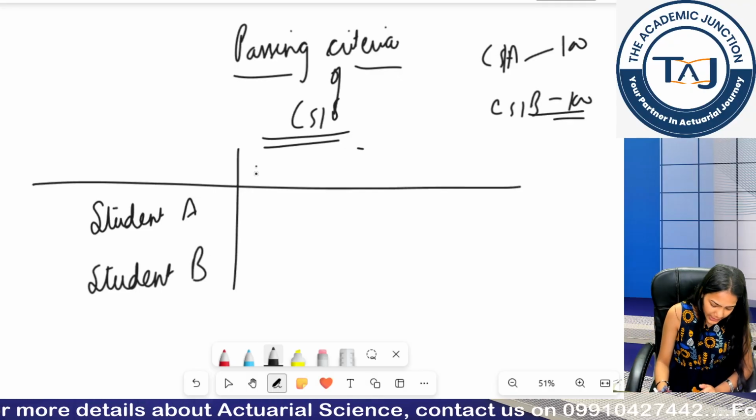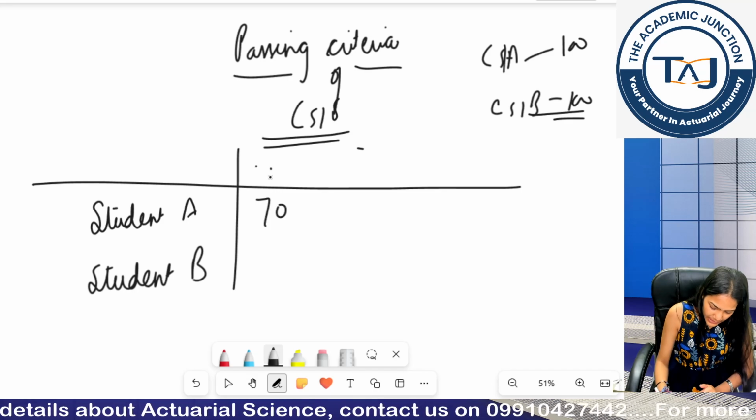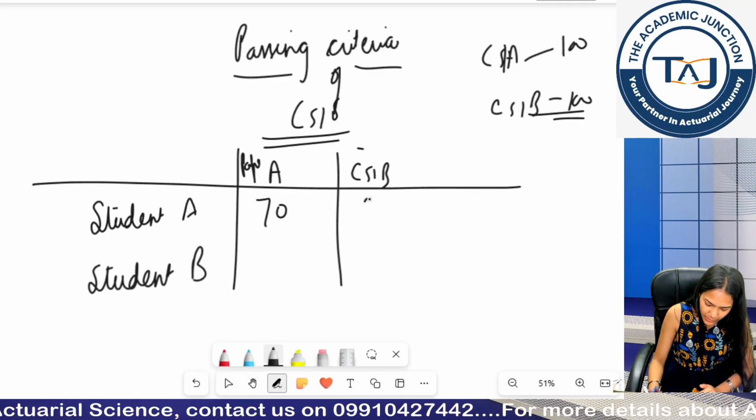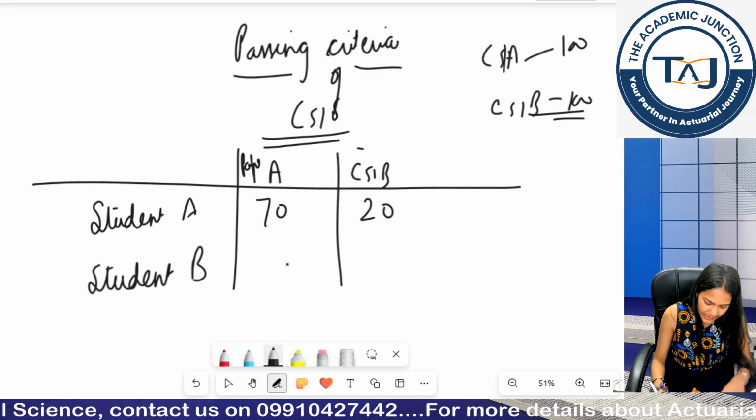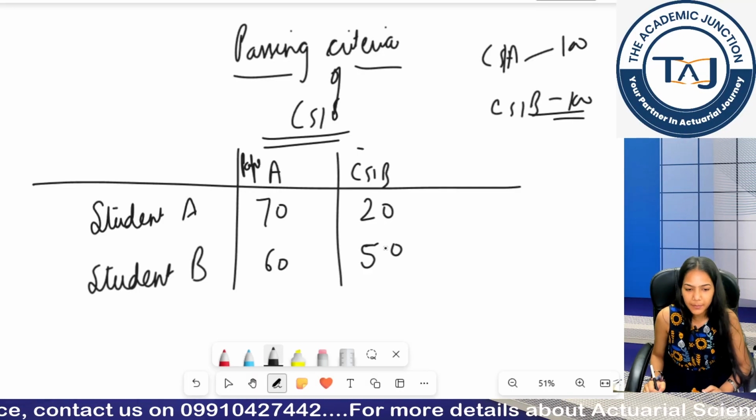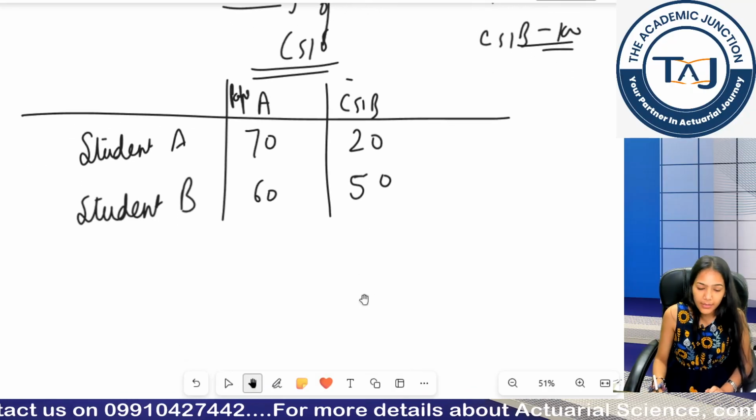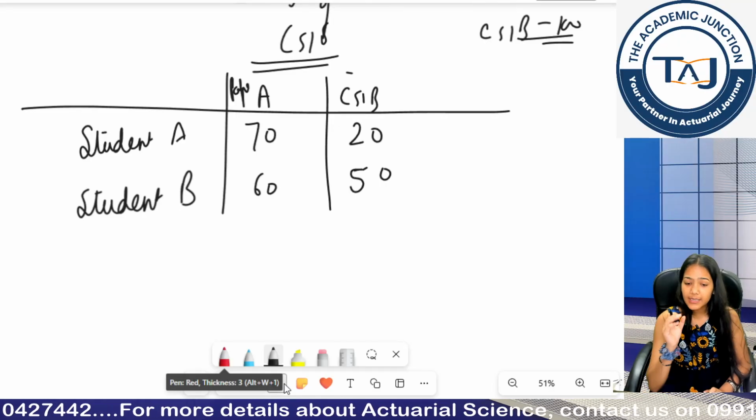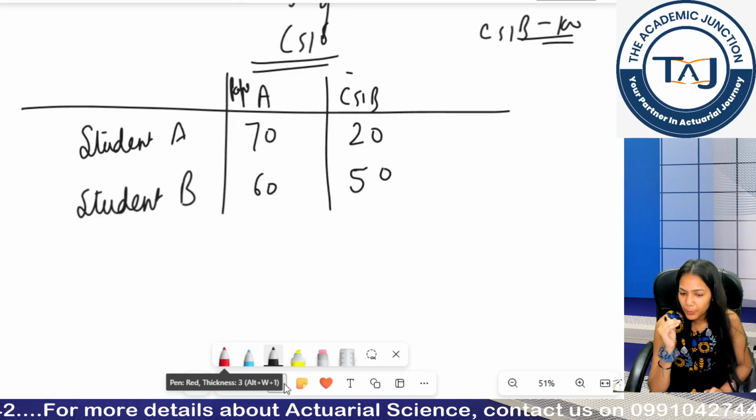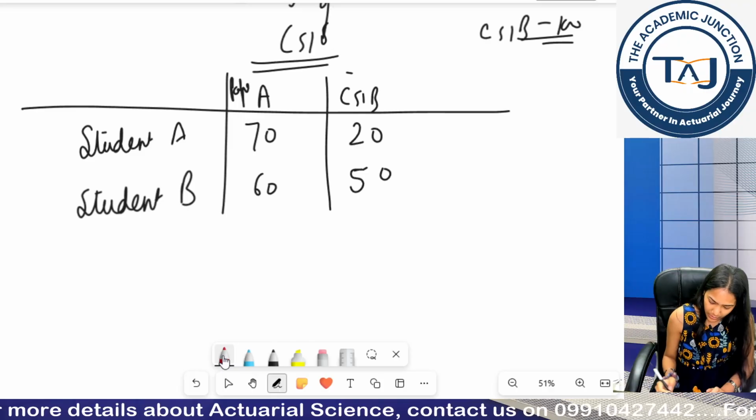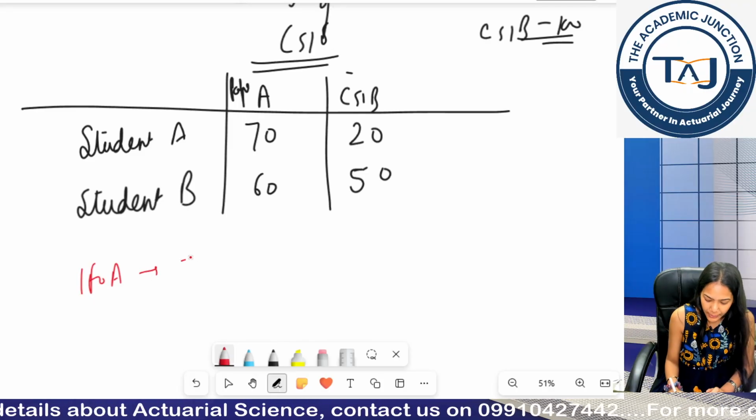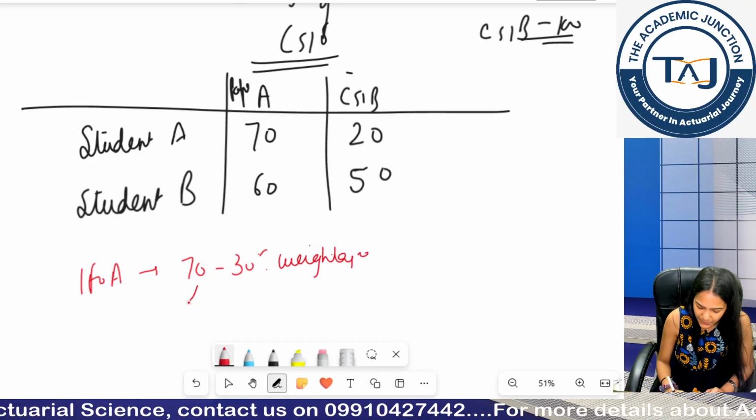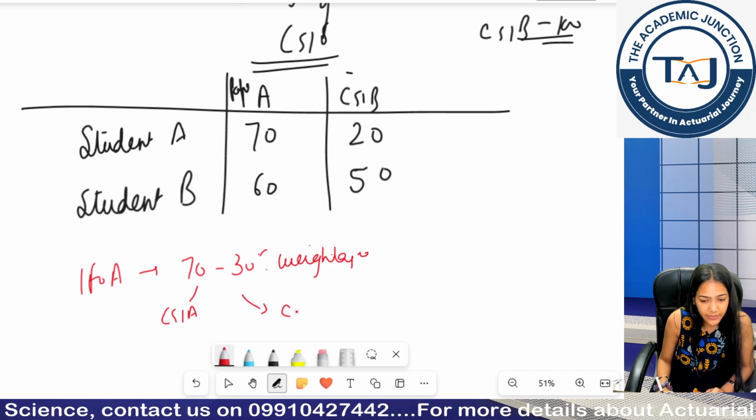For example, student A receives 70 in paper A and 20 in paper B, and student B gets 60 in paper A and 50 in paper B. So let us discuss which student will pass and which will fail from both institutes, because there is a difference in the passing criteria of both. Please make sure. So let us first do IFOA. IFOA takes 70-30% weightage: 70% weightage to CS1 paper A and 30% weightage to CS1 paper B.